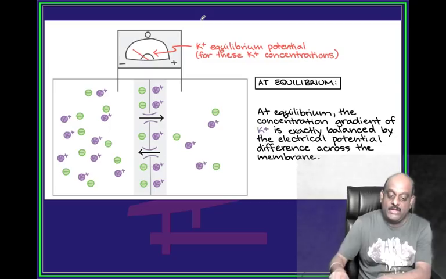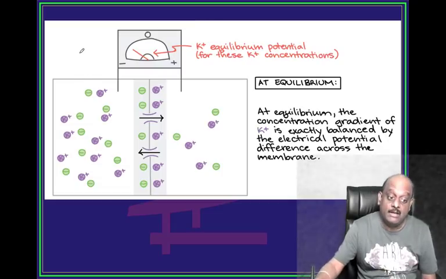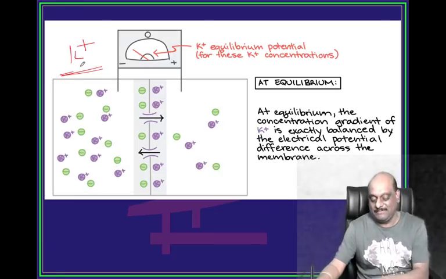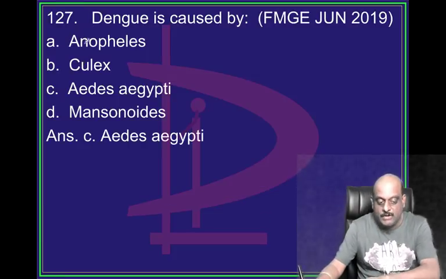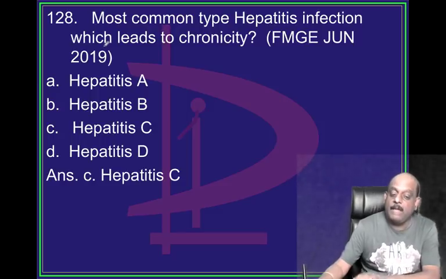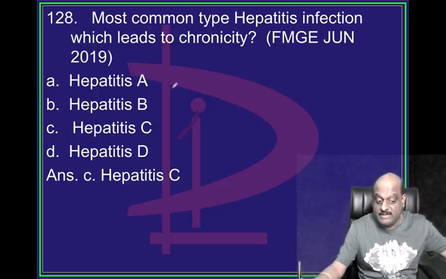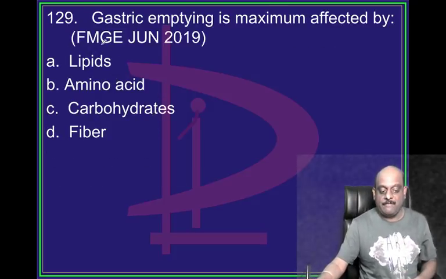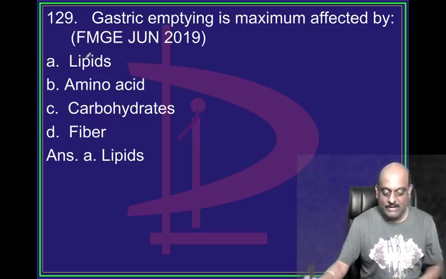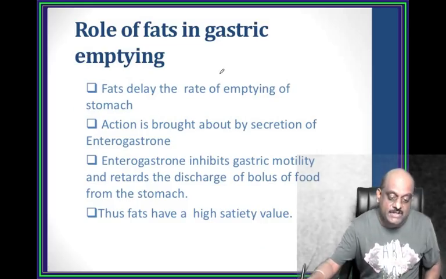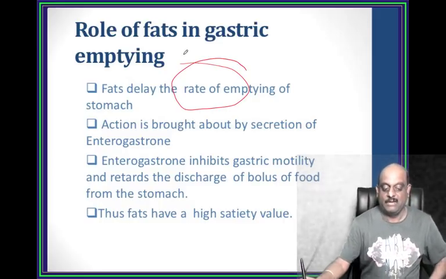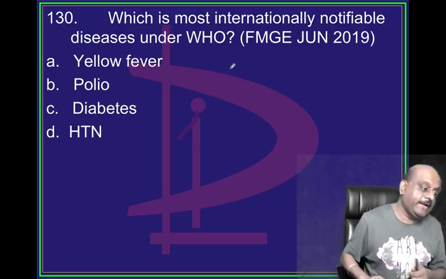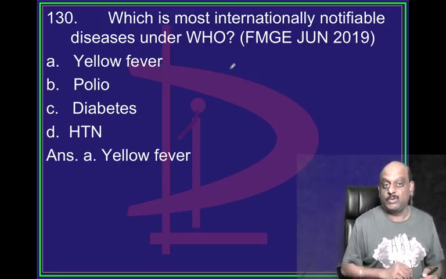Right? Now, resting membrane potential is mainly dependent on what, doctor? It is dependent on K plus. Action potential on sodium. Dengue is caused by Aedes aegypti. Most common type of hepatitis where you find chronic liver disease is hepatitis C. Gastric emptying is maximum affected by fat. So, the fats delay the rate of emptying of the stomach, is what you need to remember. Which is the most internationally notifiable disease under the WHO? Yellow fever.